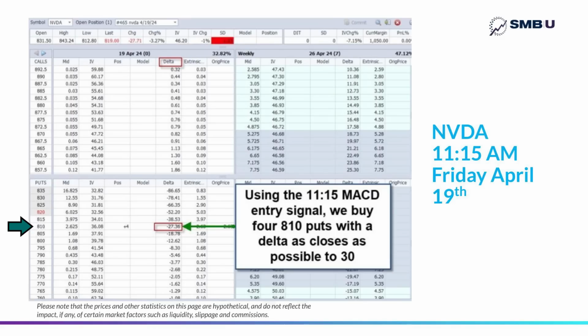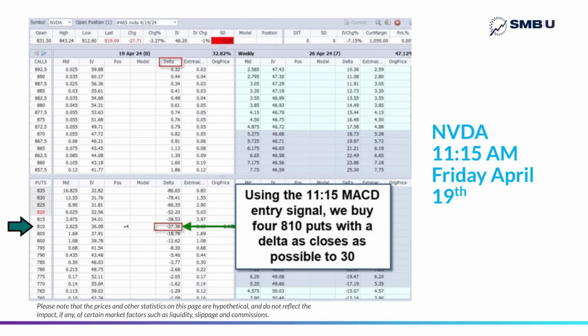And traders around here like to use the 30 delta options because they're usually far enough away from the stock's current price that they're not too expensive, while at the same time being close enough so that it's realistic to think that the stock could reach that price and beyond by the end of the day, resulting in a potentially big win if it keeps running.